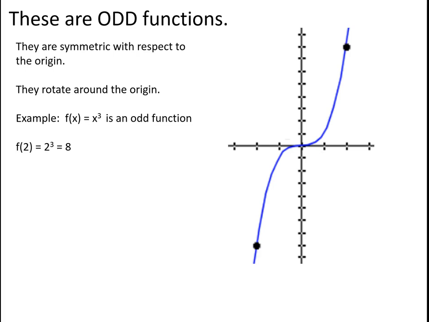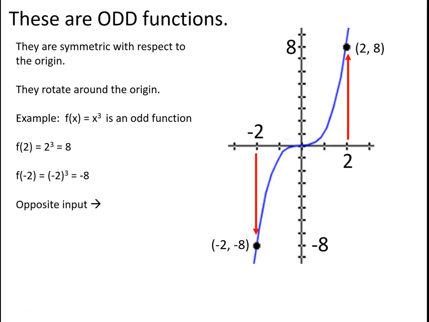Notice if we put in 2, we get 8. If we put in negative 2, since a negative number raised to an odd power is still negative, we get negative 8. So opposite inputs, instead of giving you the same output, give you opposite outputs. So we say for every x in the domain, f of negative x is equal to negative f of x.